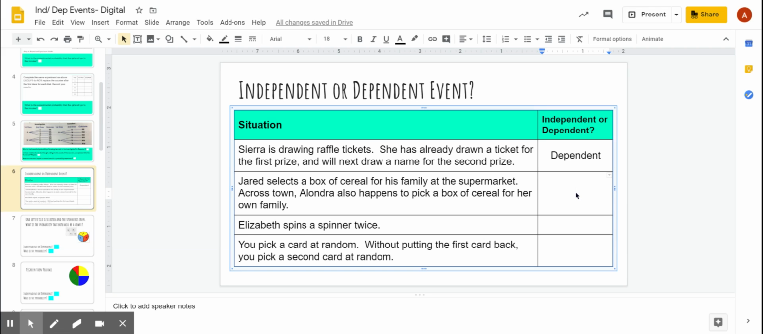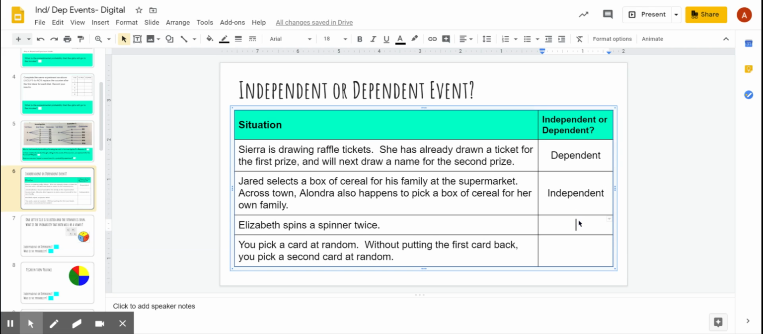Okay, second option. Jared selects a box of cereal for his family at the supermarket. Across town, Alondra also happens to pick a box of cereal for her own family. Okay, these 2 are independent. Because think about it, when you take your box of Lucky Charms off the shelf, it doesn't disappear off of the shelf at a different store. That doesn't make any sense. So it doesn't change the likelihood of Alondra getting Lucky Charms or not at her store.